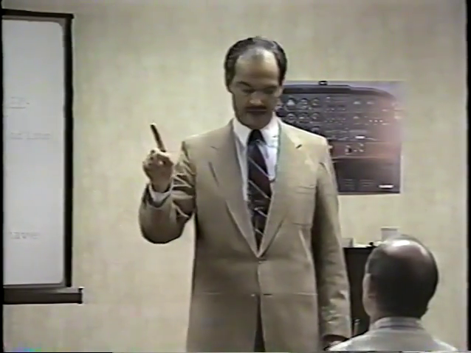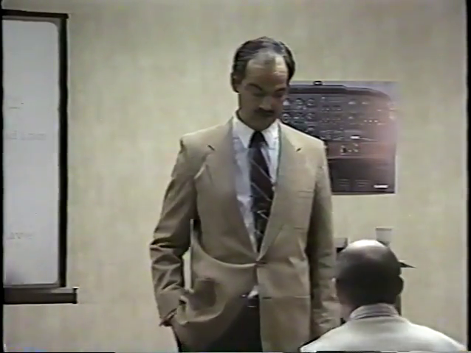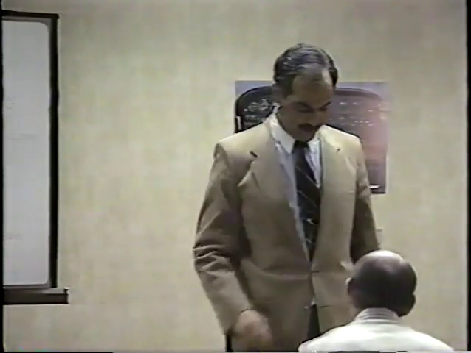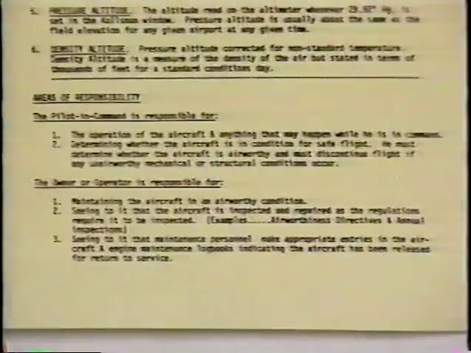The pilot in command, well, let's take a look at our fact sheet here. We can see exactly what he's responsible for. Let's get out our yellow fact sheet. It tells you the responsibility of the pilot in command and the owner-operator. It says the pilot in command is responsible for the operation of the aircraft and anything that may happen while he's in command, and number two, for determining whether the airplane is airworthy prior to flight.